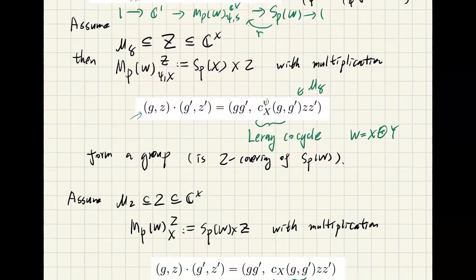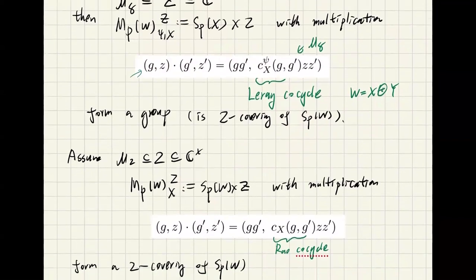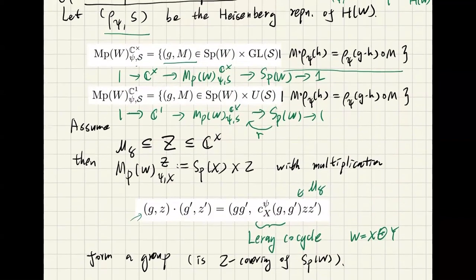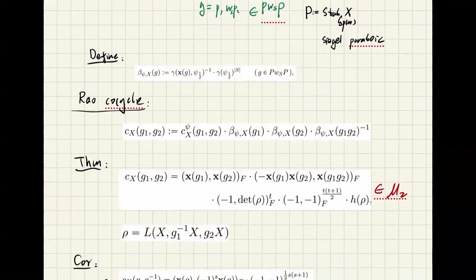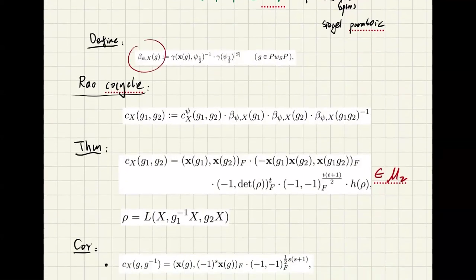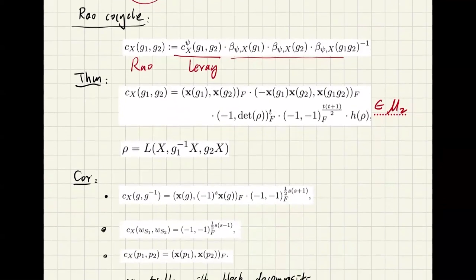On the other hand, you also have a cocycle called the Rao cocycle. This comes from another section to Mp, which consists of beta X R. Recall that last time we defined this rather complicated beta, and then we have this Rao cocycle. This is Rao, this is Leray, and they differ by the coboundary of this beta. The point is that this cocycle takes values in mu2.